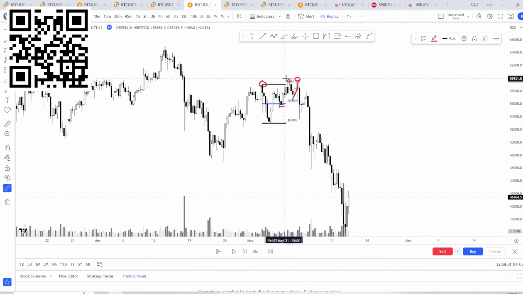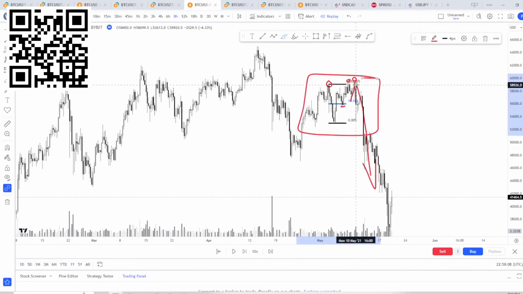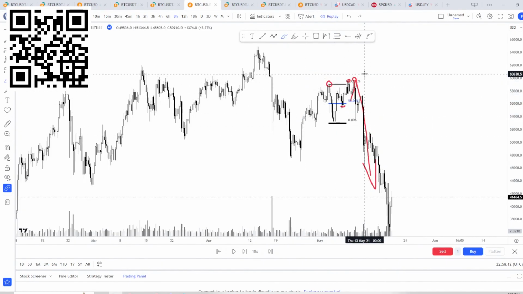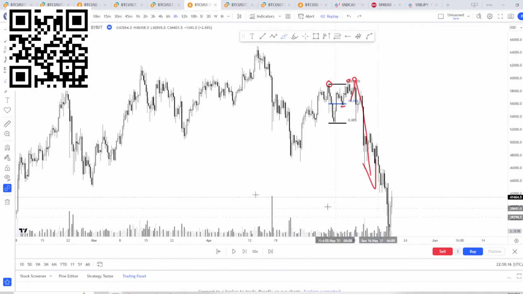So 1, 2, 3, bang. There you go. So the distribution basically came back to life, right? That distribution came back to life last minute there and then just pummeled down and took out that original range low and went a lot lower actually. So you could have had another chance at getting into a trade right there.